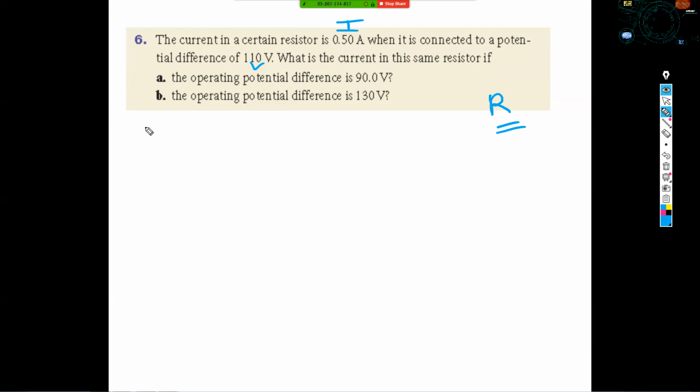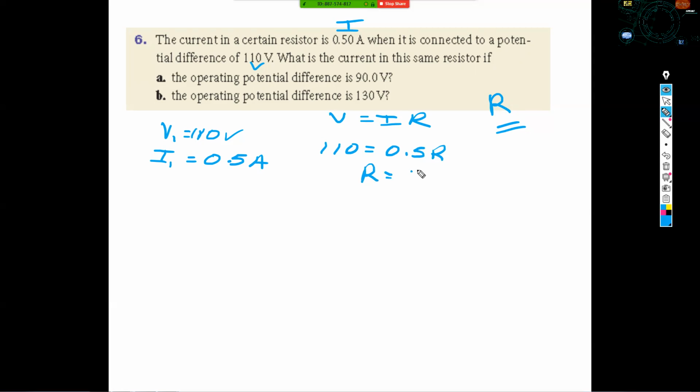Okay. So what is the resistance of this system? You're given initially a voltage of 110 and a flow rate of 0.5. So, again, everything's going to be based off of Ohm's law, 110 equals 0.5 times the resistance. Your resistance would be 220 ohms. That's going to be the resistance for that system for everything you do in this problem, unless you change the components.